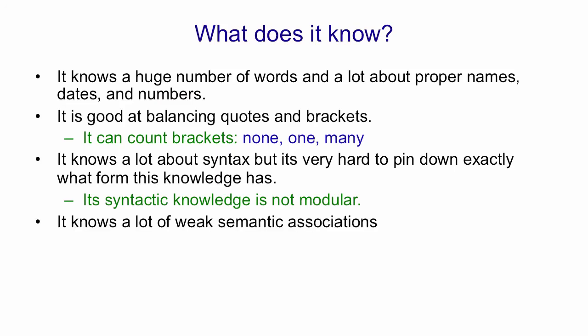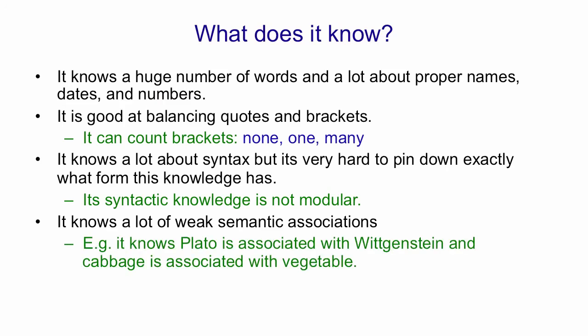It knows a lot of weak semantic associations. So, for example, it only ever produced the word Wittgenstein once, and it produced that soon after producing the word Plato. So it knows that Plato and Wittgenstein are associated. Well, that's a pretty good assumption. It clearly knows that cabbage is associated with vegetable. It doesn't know much about the precise ways in which these things are associated.